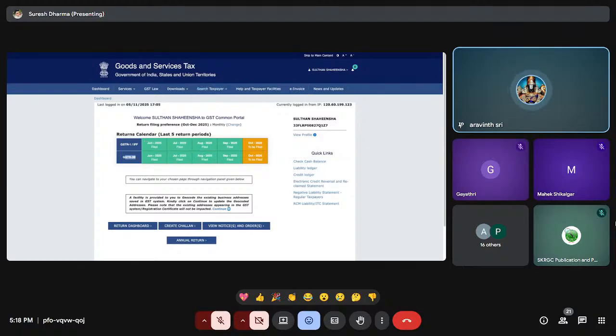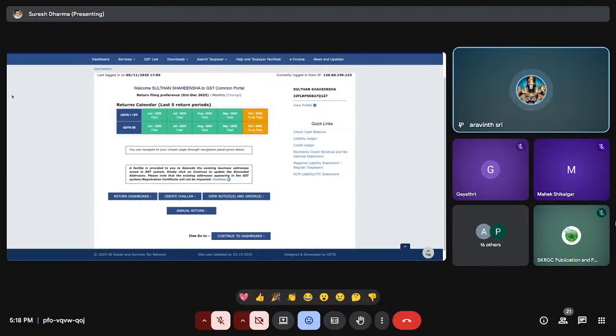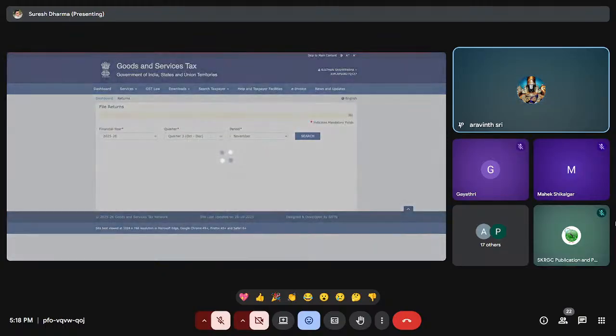We must know about them. Please view this closely and clearly. Here we have the options of return dashboard, create challan, view notices and orders, annual return and the like. So the first thing, we are going to move to the return dashboard.